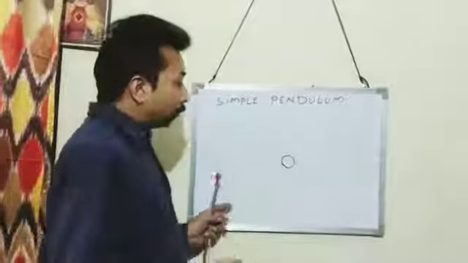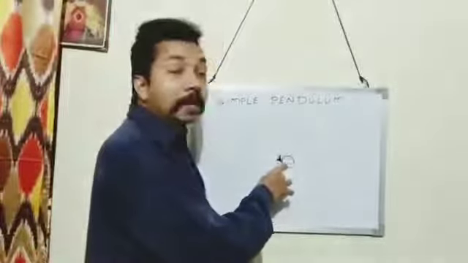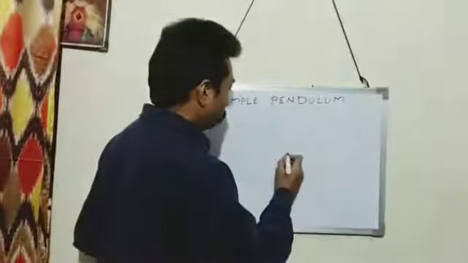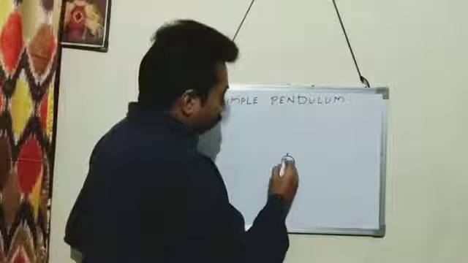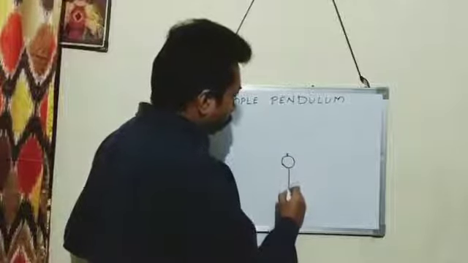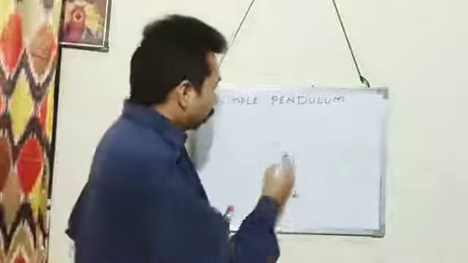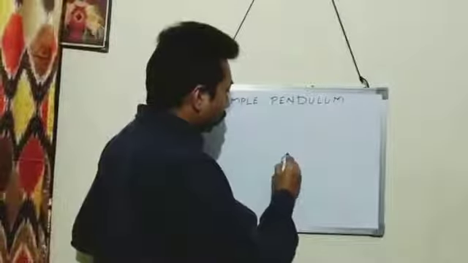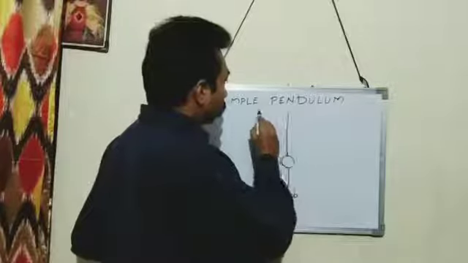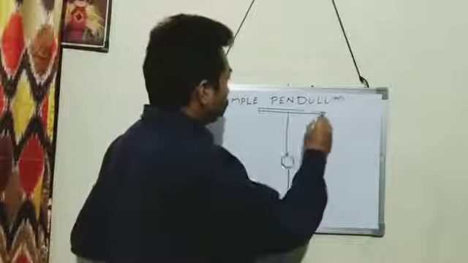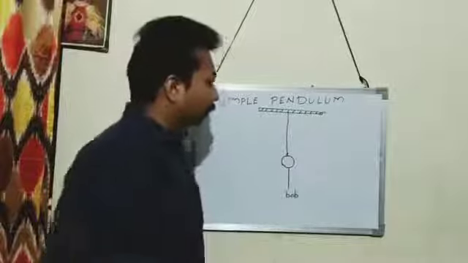So this is a spherical object, a metallic bob. The name of this metallic bob is bob. Then it has a hook. A string is tied at the hook and it is suspended from a fixed support.